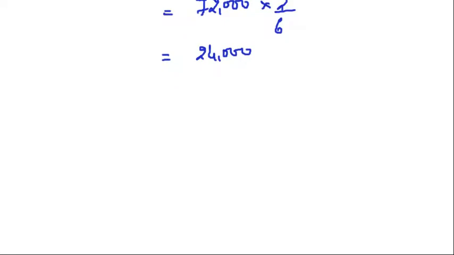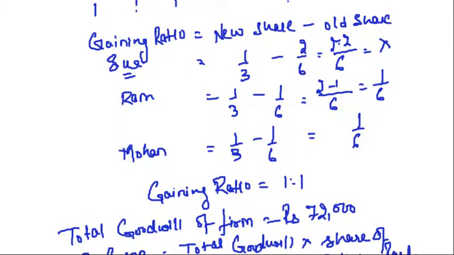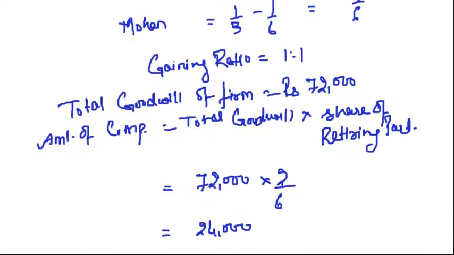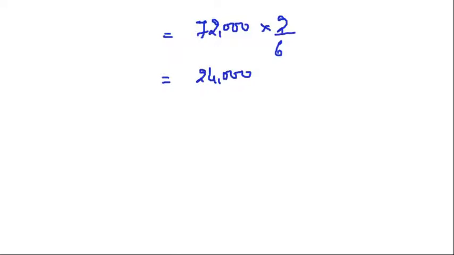Now, can we pass the journal entry? Yes. Who are the partners who are gaining? Is Surinder gaining? No. Is he liable to compensate the retiring partner? Absolutely no, because he is not gaining anything. Why should he compensate? His old share was 1 by 3. His new share is 1 by 3. He is not gaining anything. Only those partners who are gaining are liable to compensate the retiring partner. So Ramesh and Mohan are going to compensate equally because the gaining ratio is 1:1.